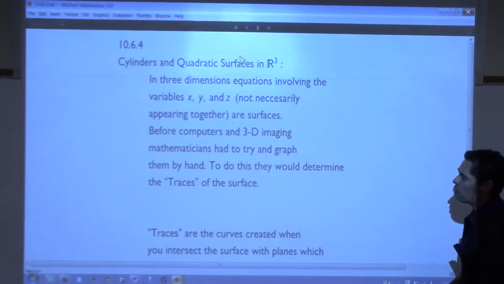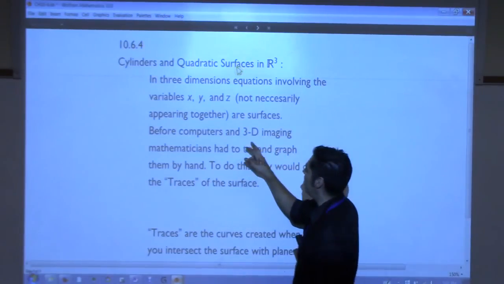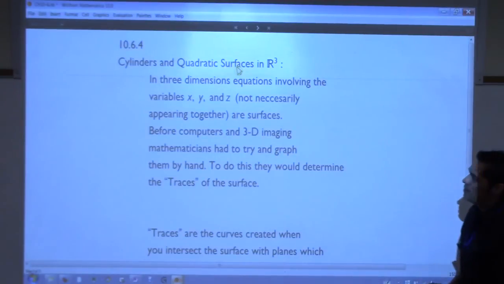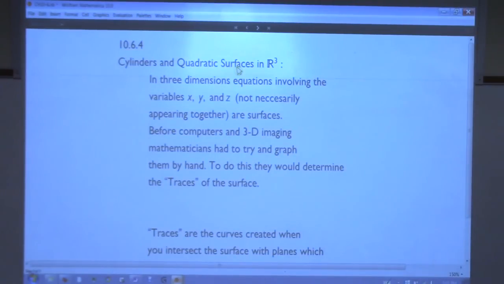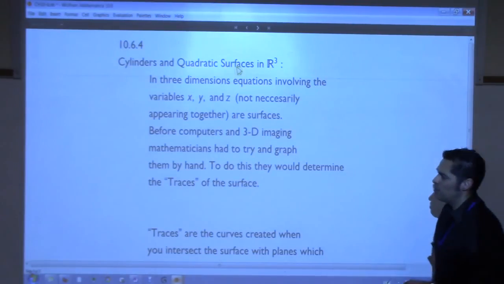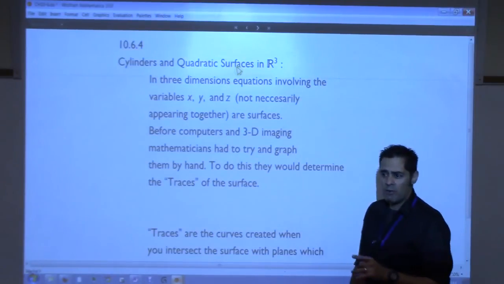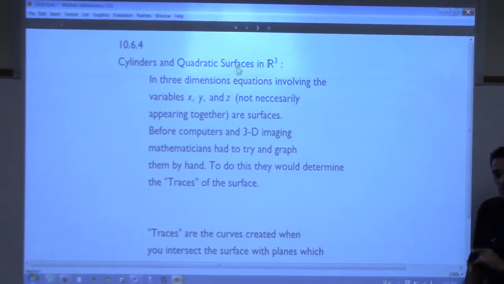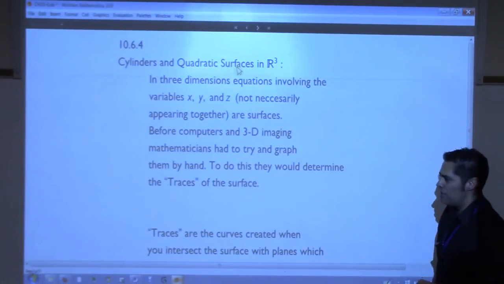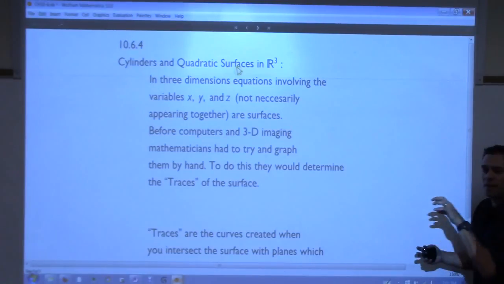Before computers, back when I was in school, I mean, there were computers, but they couldn't do what they can do now, the three-dimensional visualization of these sorts of surfaces was all done by hand, and they would use this thing called traces. I'm going to show you one example of how to do a trace, and I'm never going to touch it again. Because if you go to Wolfram Alpha and type in the equation, it will graph a three-dimensional surface for you. So it's not like we can't do it. But I do want you to be able to look at an equation and identify what it is.